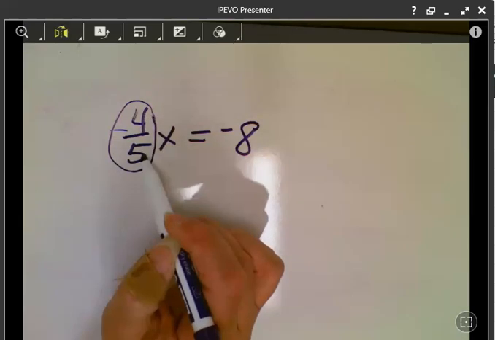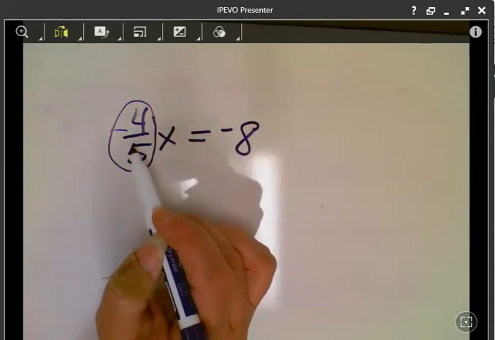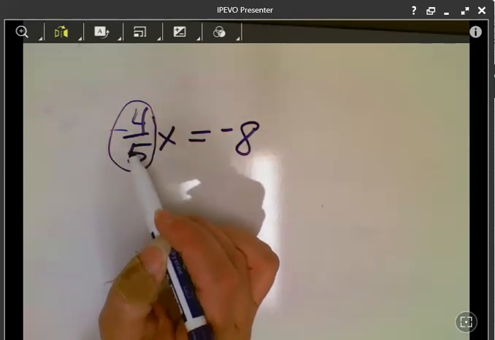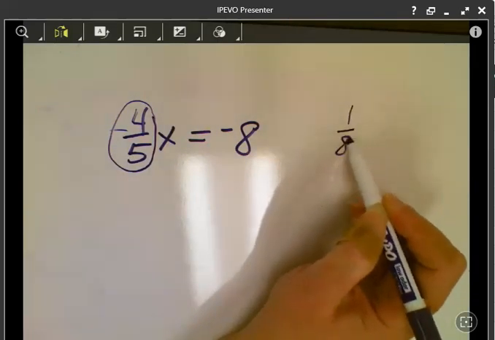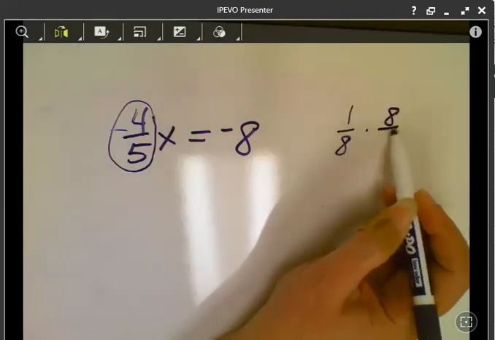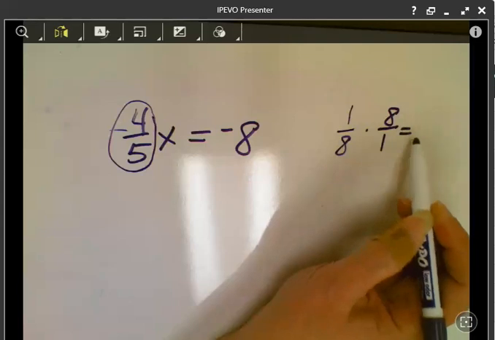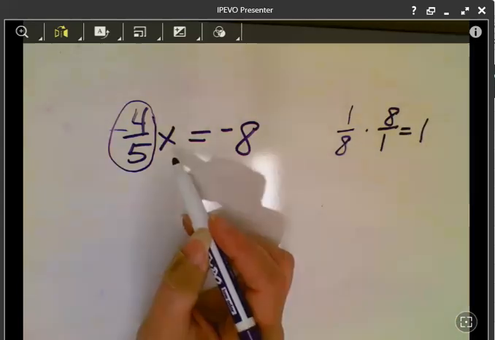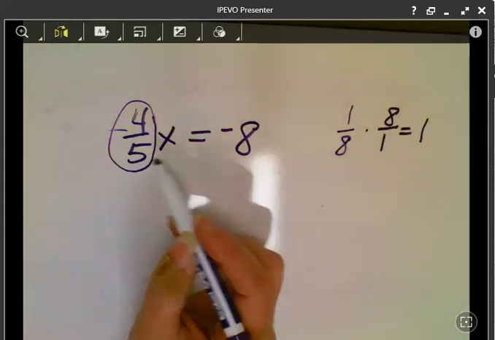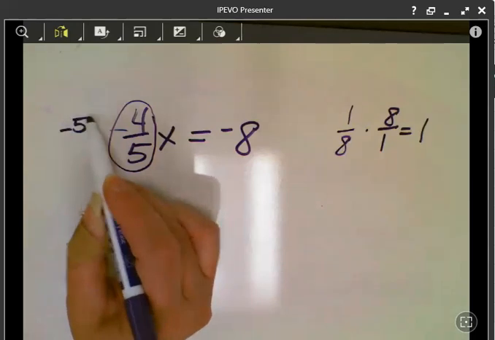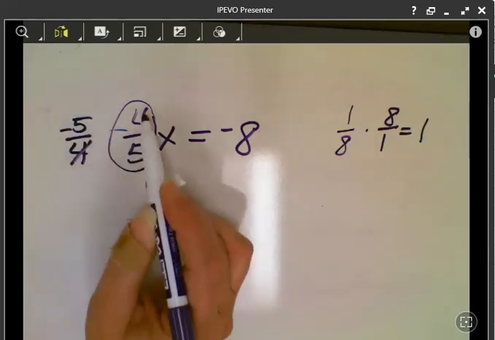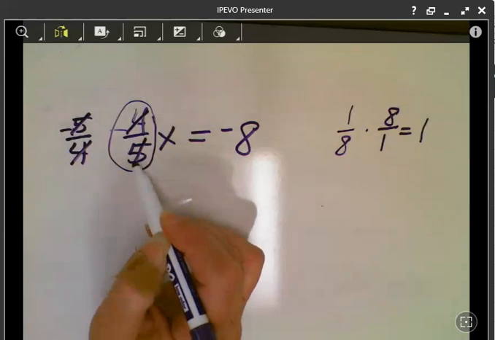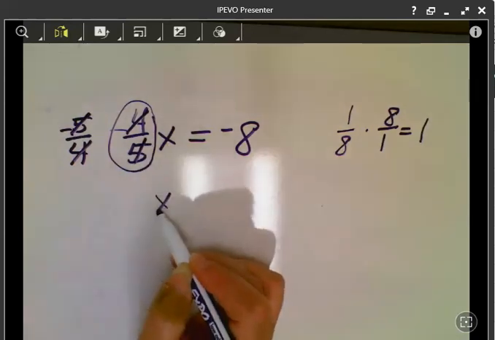So in order to eliminate it, I need to do the reciprocal, because if you remember, if you take the reciprocal of a number, like 1/8, and you take the reciprocal, 8 over 1, and you multiply, you will get 1. And that's what I want to get, is 1x. So if I multiply by a -5 over 4, the two negatives will make a positive, the 4's will cancel, the 5's will cancel, and I'm left with x.